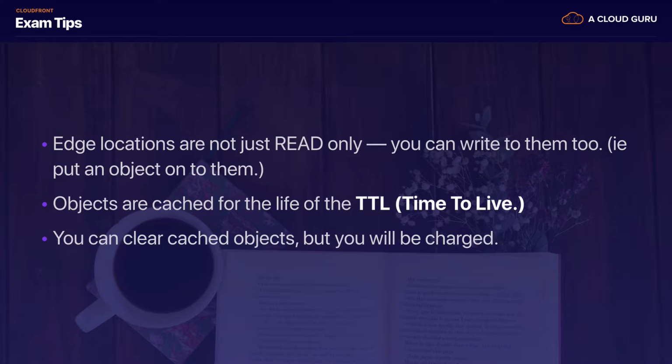And then finally, you can clear cached objects. You can invalidate an object, but you are going to be charged if you do that. That's a very important exam topic: that you can invalidate cached content. So if you've uploaded something and your users are still getting old data, for example, you might have added a new video and they're still getting the old video, you can go in and clear those cached objects, but you are going to be charged. It's called invalidating the cache.